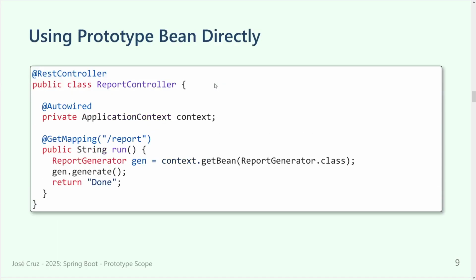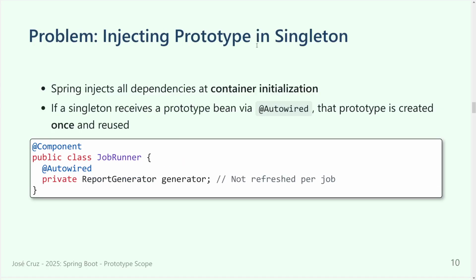Problem: injecting prototype in Singleton. Is it possible? It is, but be careful. Remember that the singleton is created when Spring Boot initializes. And if you inject like this a report generator, which is a prototype here, one instance will be injected, because there will be one request to this bean.